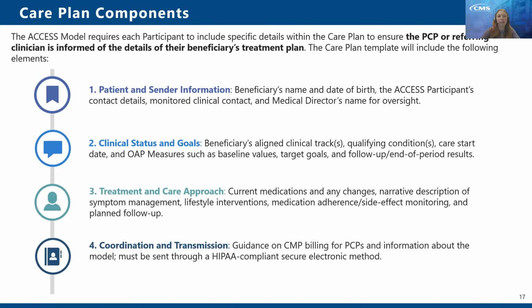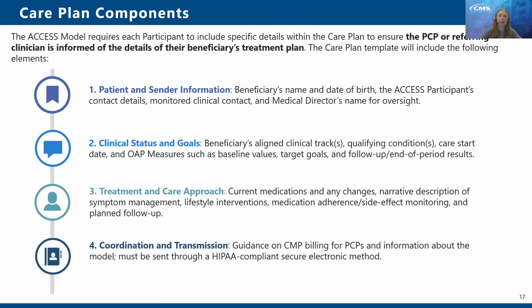As mentioned previously, the Access model requires participants to document specific details in the care plan to ensure that coordinating clinicians continue to be well informed about their patients. So the care plan template will include the following elements: details on the patient and sender information, including the beneficiary's name, date of birth, the Access participant's contact details, monitored clinical contact, and the medical director's name for oversight. This template will also require information about the beneficiary's aligned clinical track or tracks, qualifying condition or conditions, care start date, and applicable OAP measure values.